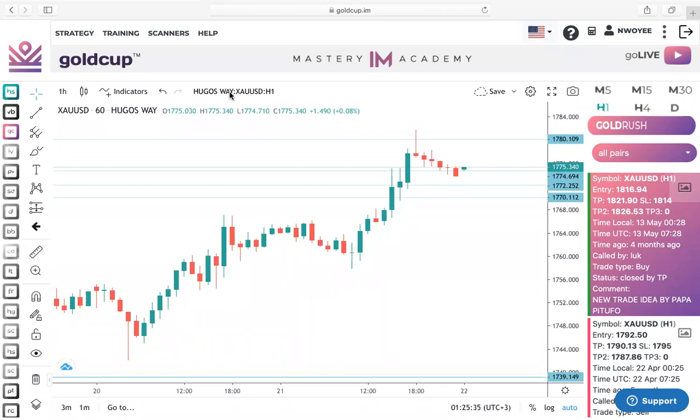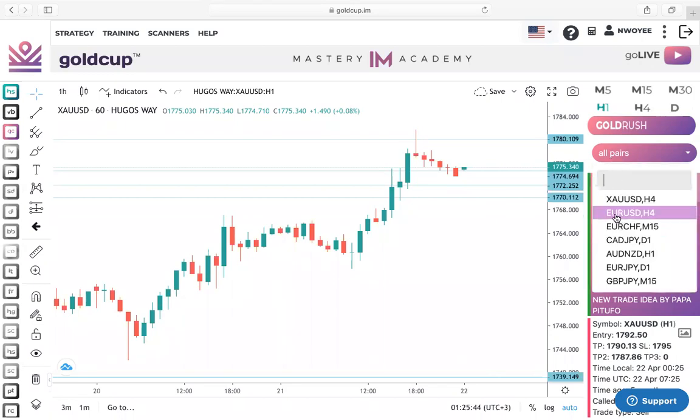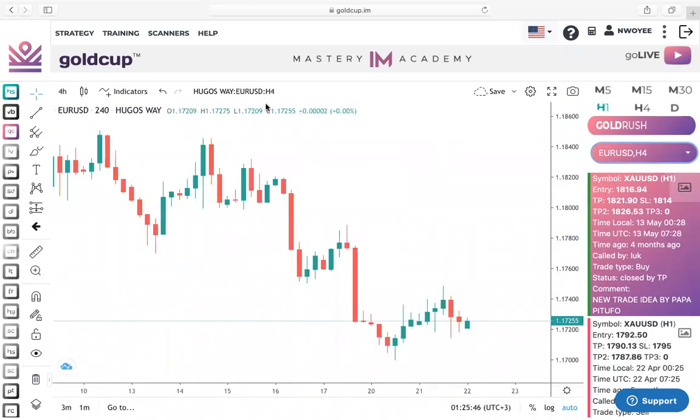And now it says XAUUSD. This is the currency pair that we're looking at. If I change this to EURUSD, that should change, okay? So that's where the currency pair is at. And this tells you what time frame you are looking at, right? What time frame you're looking at. I'm looking at the 4 hour, and that's why it says H4, representing 4 hours, okay?